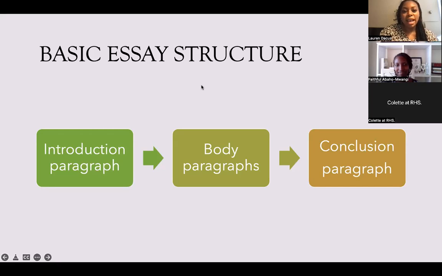So basic essay structure usually follows this pattern: an introduction paragraph, your body paragraphs, and your conclusion paragraph.